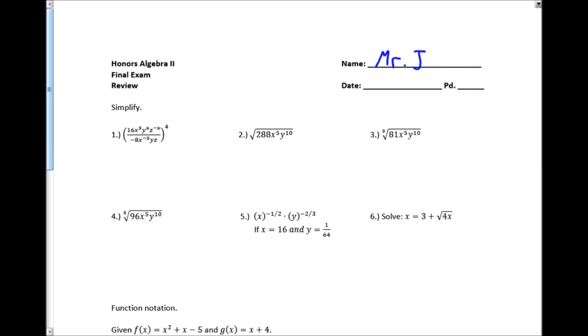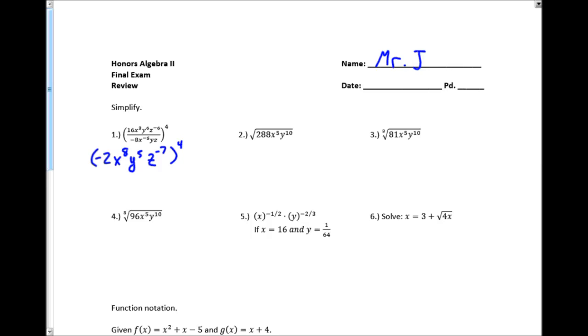If I look at this first one, I'm just using my properties of exponents, or my rules of exponents, and I'm going to follow order of operations. I start inside the parentheses, so 16 divided by negative 8 is negative 2. When I divide, I subtract the exponents, so 3 minus a negative 5 is going to be x to the 8th. That'll give me a y to the 5th and a z to the negative 7th. Just be careful with your signs there as you're subtracting those exponents.